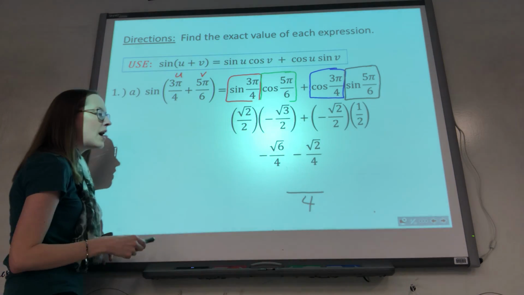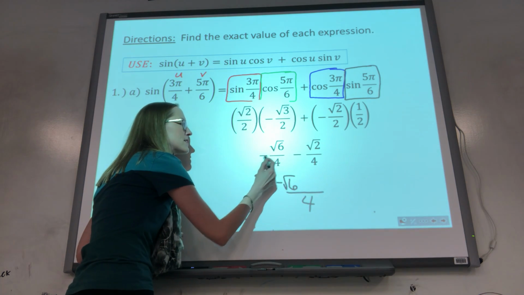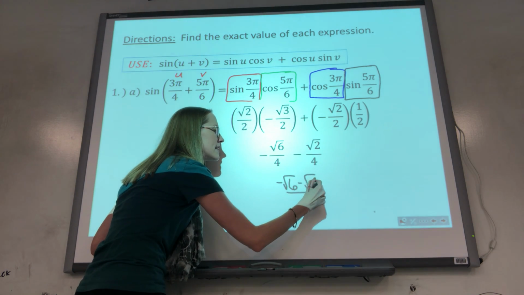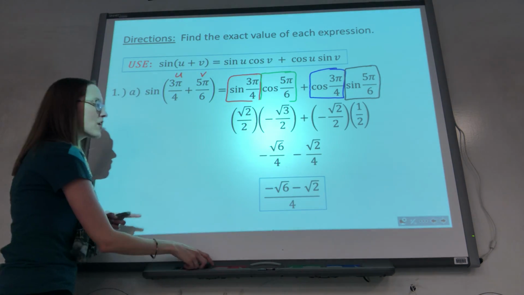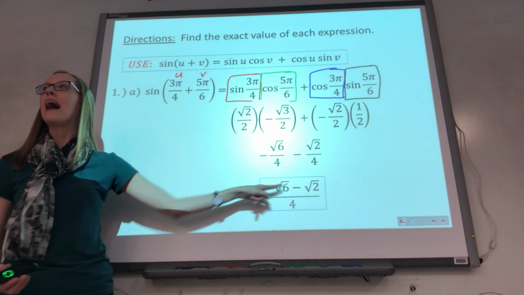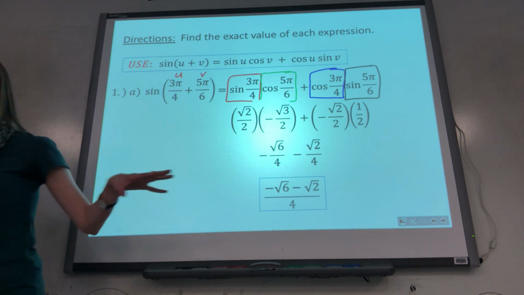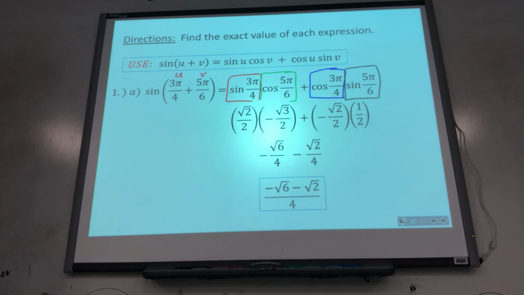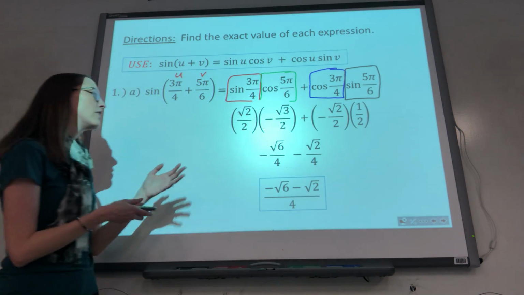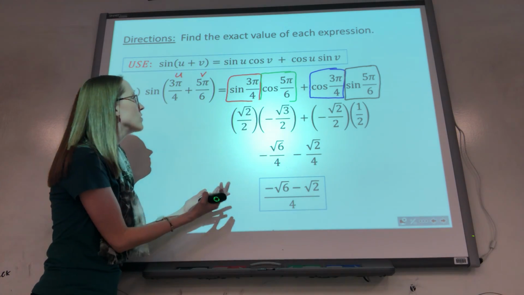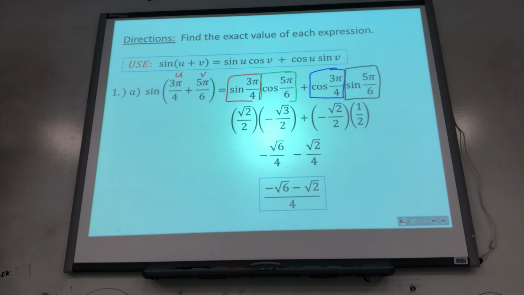So I put the 4 on bottom, and then you can just take negative square root of 6 minus square root of 2. You can't really subtract those. In order to add or subtract radicals, they have to have the same number underneath. So those do have to stay separate, but if it's already a common denominator, go ahead and stick it back together. We're finding a single value anyway, so it kind of makes sense just to have one number.